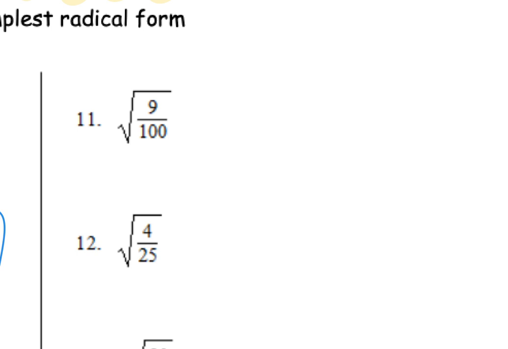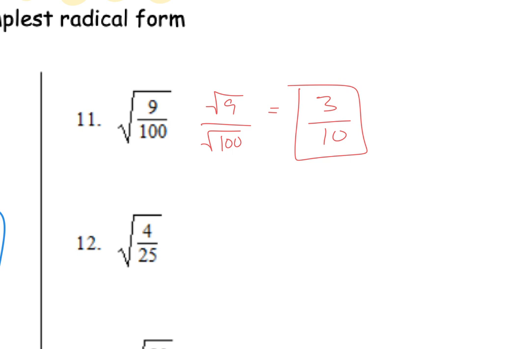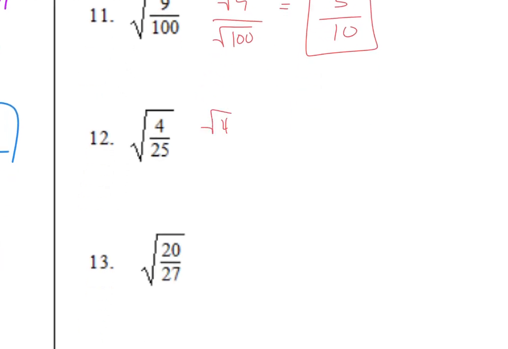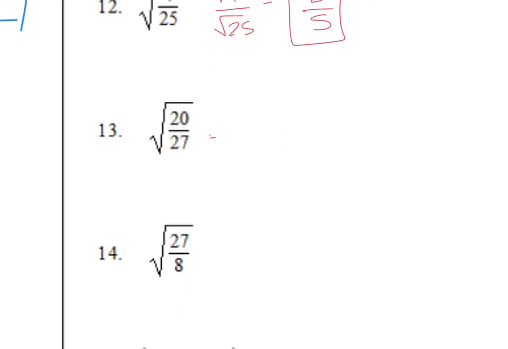All right, square root of 9, that's 3. Square root of 100, that's 10. That's it. Square root of 4, that's 2. Square root of 25, that's 5. That's it. All right, the good times have come to an end.